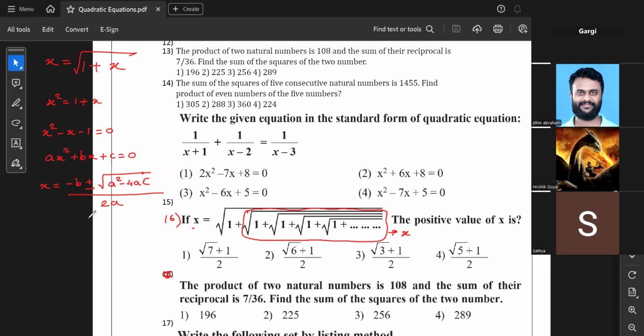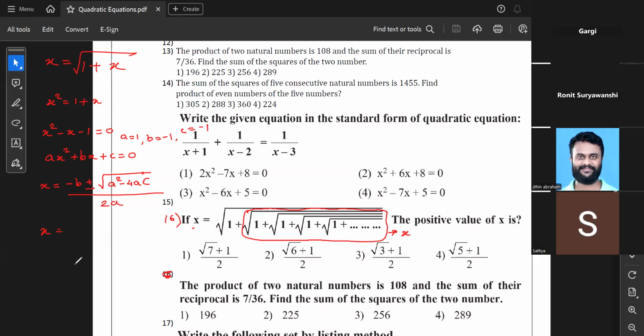Now, when I substitute the values, x is equal to minus b. Instead of b, I have minus 1. The values of a, b, and c are: a is equal to 1, b is equal to minus 1, and c is also equal to minus 1. Yes, Gargi, what's your doubt?